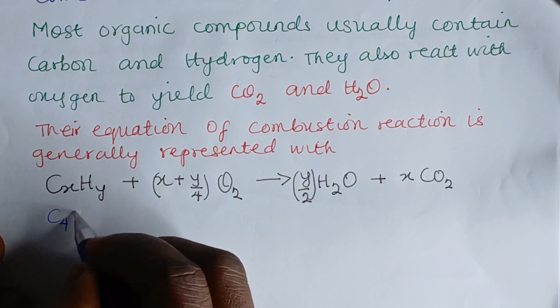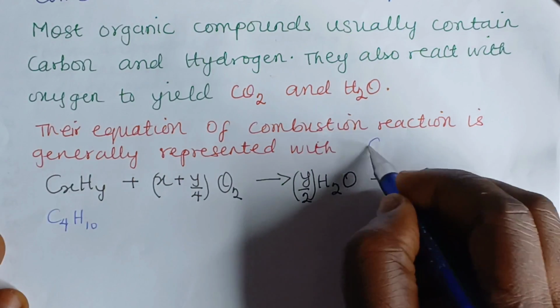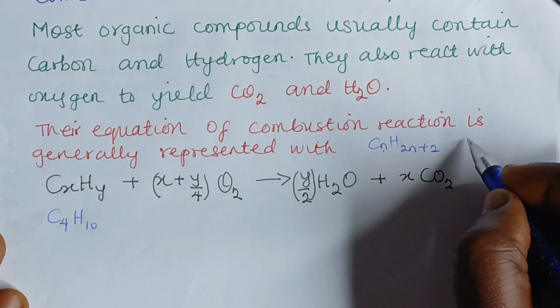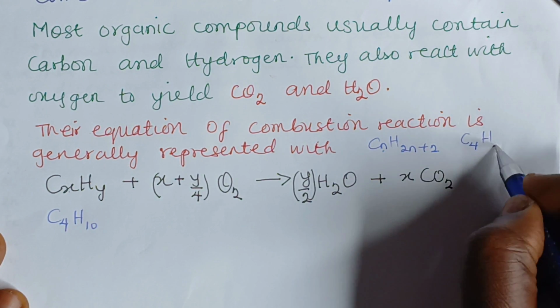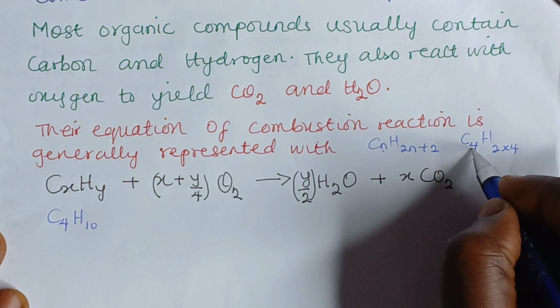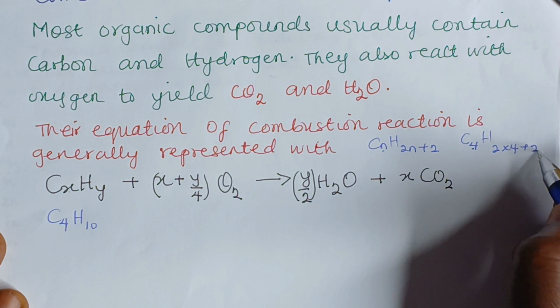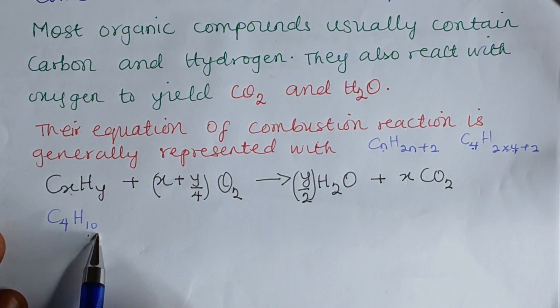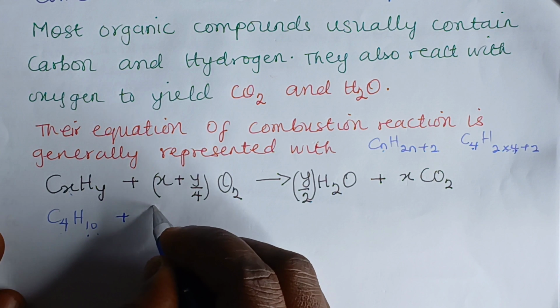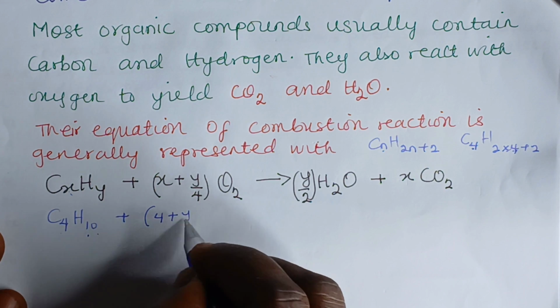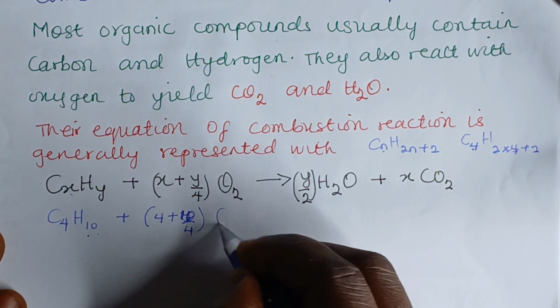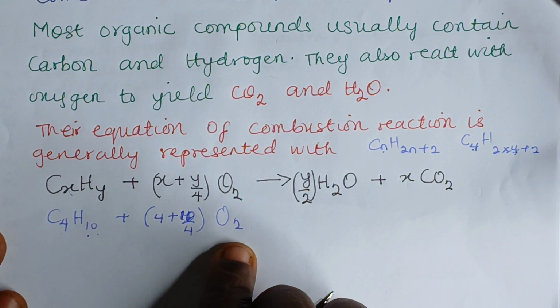Butane is C4H10, from the general molecular formula CnH2n+2. The 4 is 'but'. 2 multiplied by 4, where n is 4, plus 2: 2 times 4 is 8, plus 2 is 10. So x and y are 4 and 10 respectively. Anywhere I see x, I put 4. Anywhere I see y, I put 10. That is 10 over 4, and this represents the coefficient of oxygen.